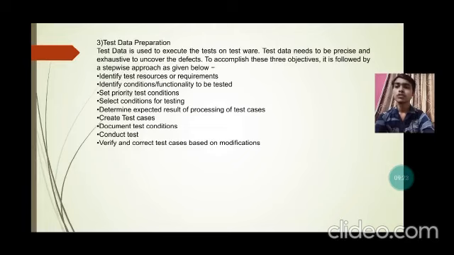Identify test resources or requirements. Identify conditions and functionality to be tested. Set priority test conditions. Select conditions for testing. Determine expected result of processing test cases. Create test cases. Document test conditions. Conduct test. Verify and correct test cases based on modifications.